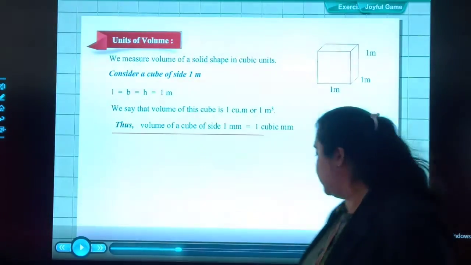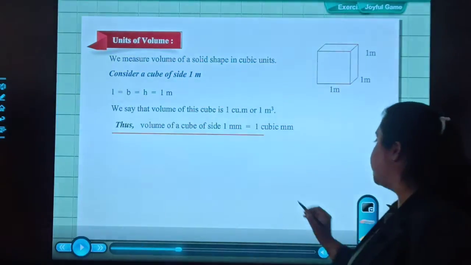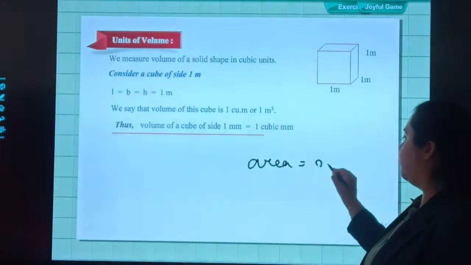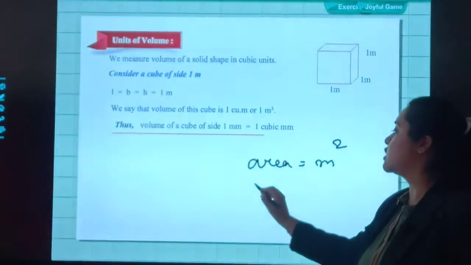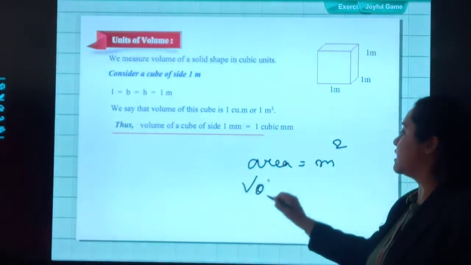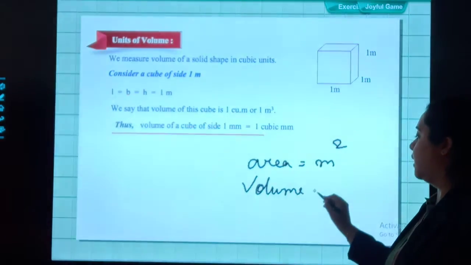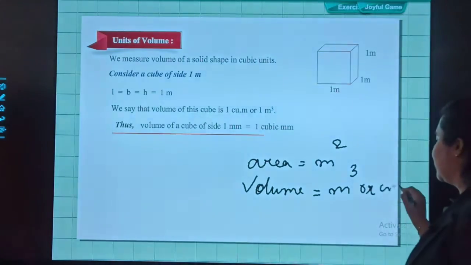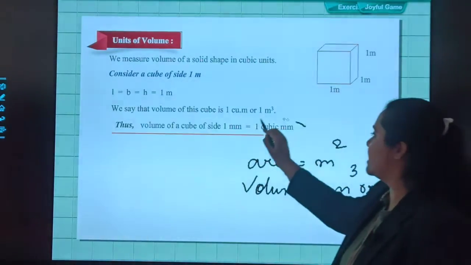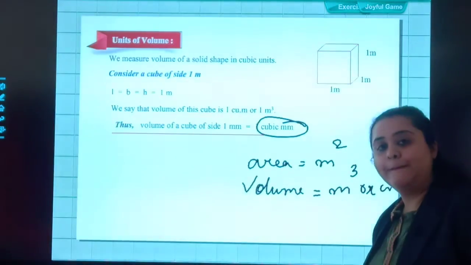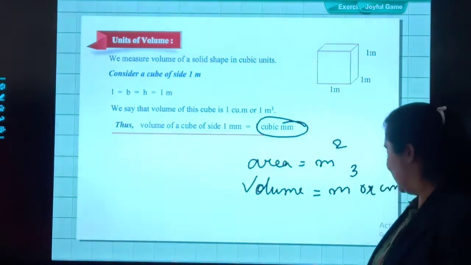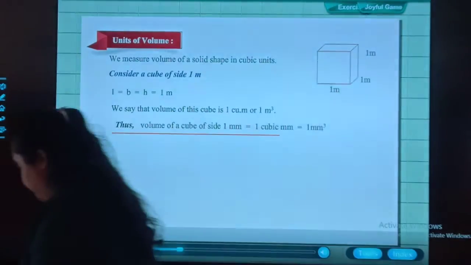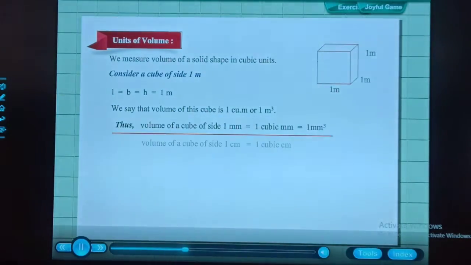So, आपको याद है हम area के लिए क्या use करते थे? Whenever we find area, हम उसमें last में meter square लगाते थे. So, in the case of volume, हम हर एक में मीटर क्यूब और सेंटीमीटर क्यूब और we can write in this way also. Cubic millimeter, cubic meters. Understood, students? Equal to 1 mm cube.